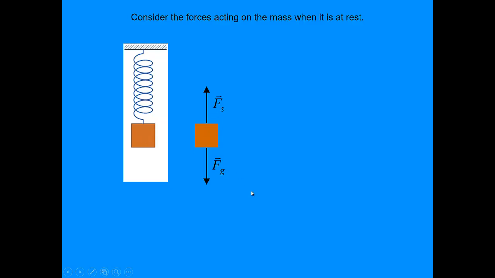So how big are these forces? Well, they balance. Right? They have to balance since there's no acceleration. And that means the net force acting on this mass is 0. Now this ends up being a very important point in terms of defining an oscillation. Okay? And so this point where the net force is 0 is given a name.